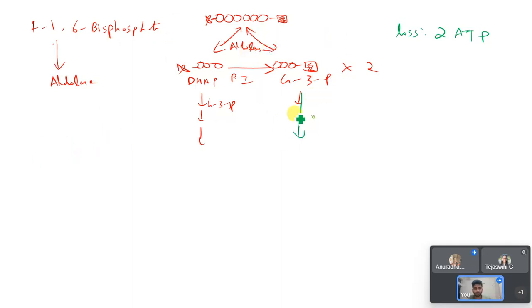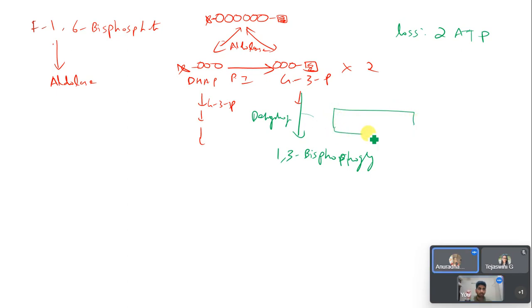So 1,3 bisphosphoglycerate. And what's the enzyme here? Dehydrogenase. So dehydrogenase comes here, right? Okay. So this is the first step of glycolysis where we get energy.